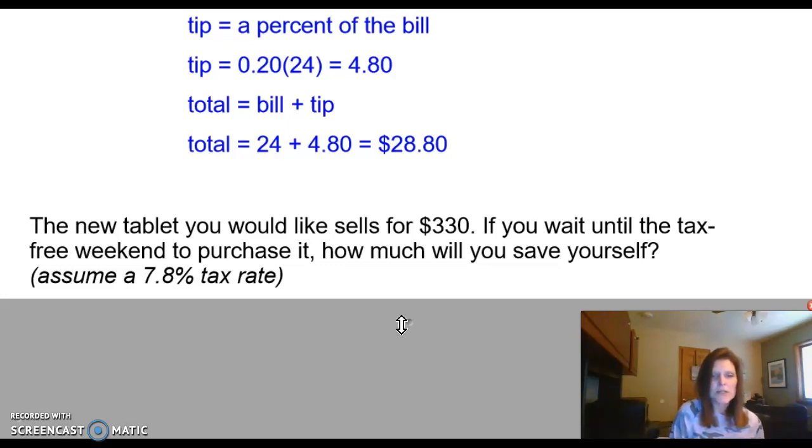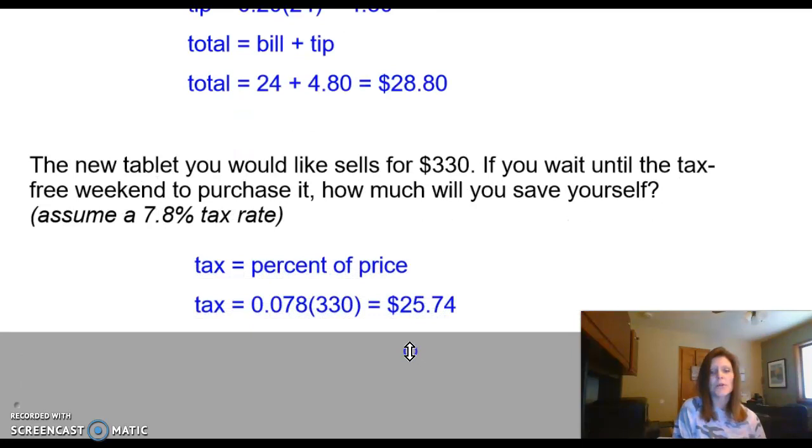Okay, so we're going to assume a 7.8% tax rate. Just like tips, a tax is a percent of that cost. So in this particular case, we are going to take 0.078. Why is it 0.078? Because we're moving the decimal point two places. Well, you move it to the front of the 7 and we don't have any more numbers, so we're going to put a 0 in its place. So 0.078 times our $330 purchase price, we are going to save ourselves $25.74. You know, that's a pretty decent thing. If we look at our last problem, that might have been enough to take us out to dinner.